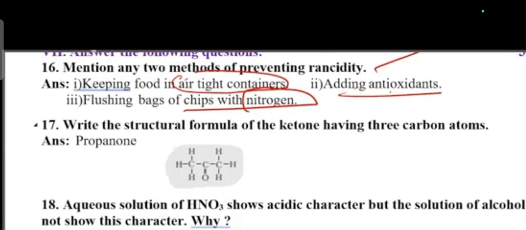Next, answer the following question for 2 marks. Mention any 2 methods of preventing rancidity. Answer: keeping food in an air tight container, adding antioxidants, and flushing the bag of chips with nitrogen. Write the structural formula for the ketone having 3 carbon atoms. Answer is propanone.